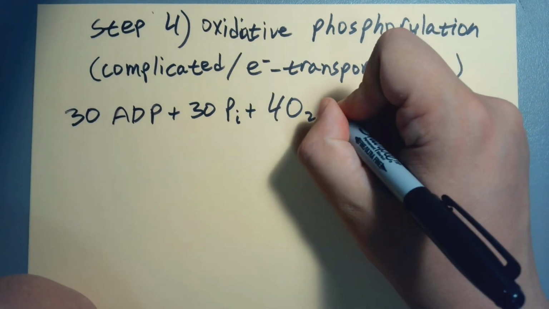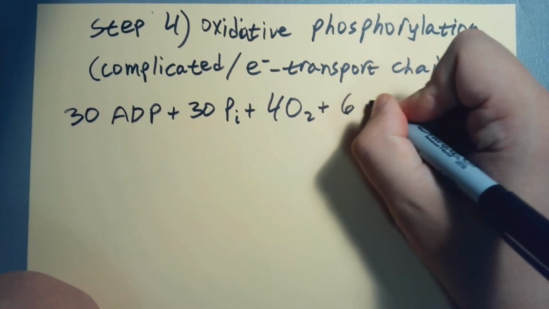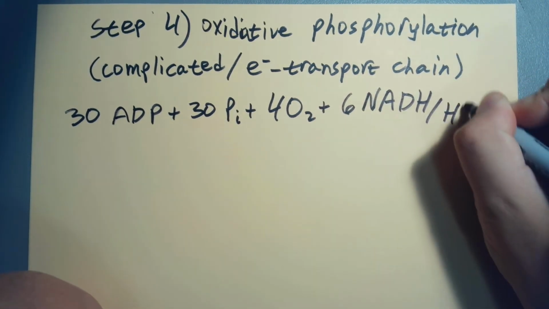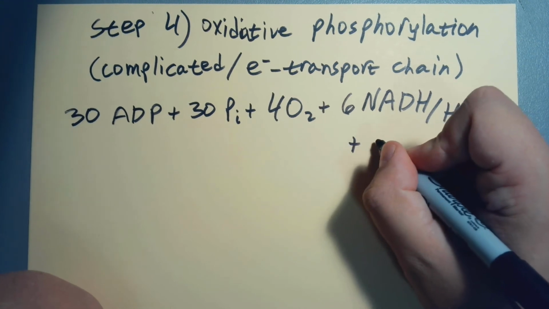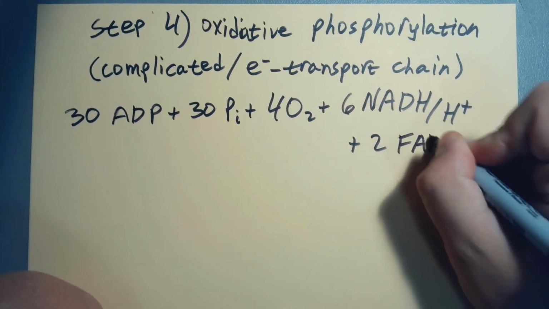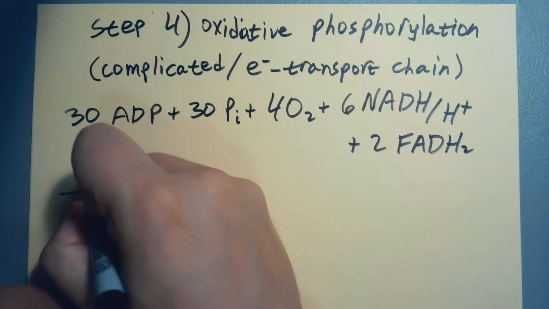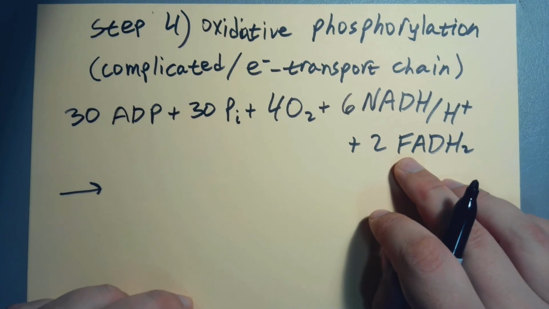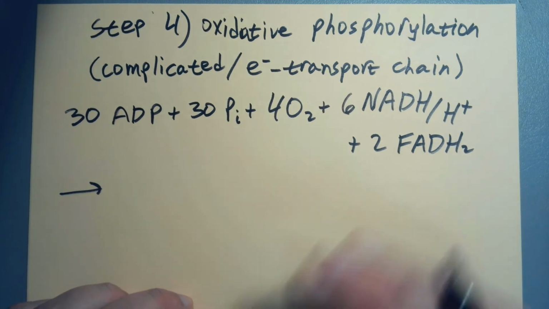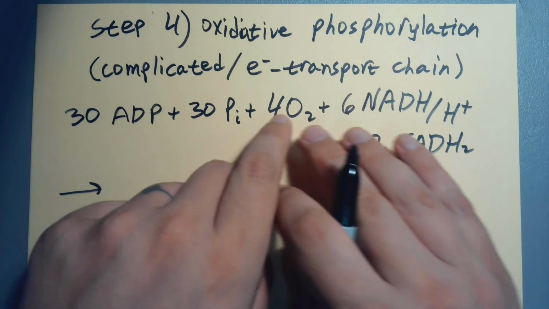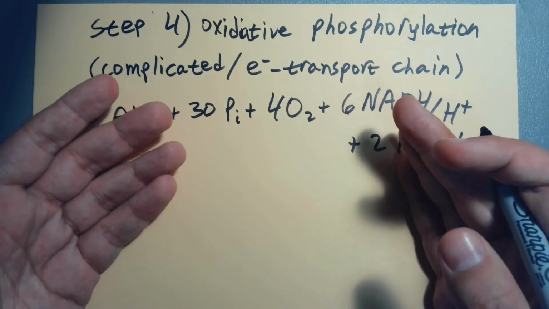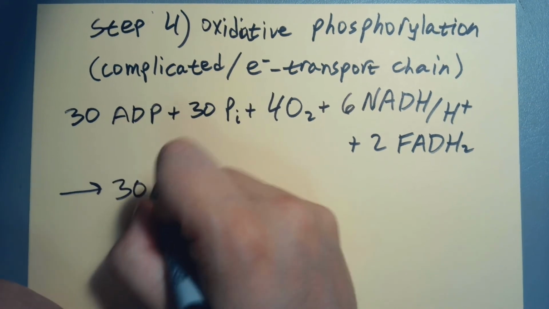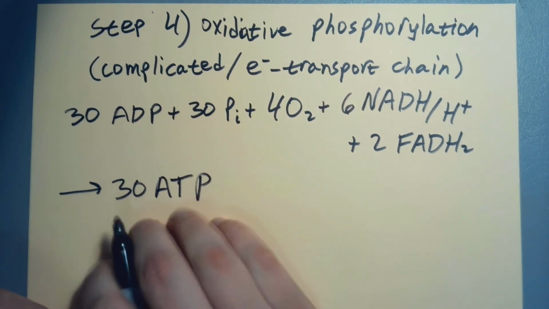Well, now we're going to pile in all of that NADH and FADH2 that we've generated. This is the overall reaction. And so what do we get? Well, we're going to use these with this to make water and a whole bunch of ATP. So all these ADPs get turned into ATP. And so this is the step where we really make ATP.